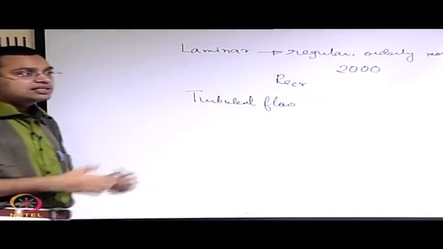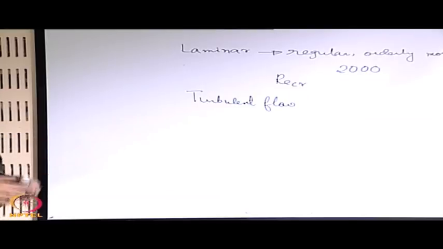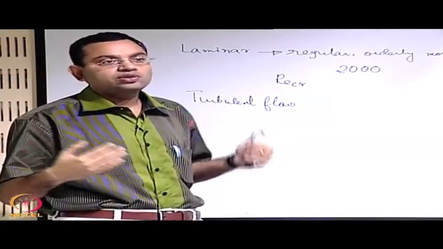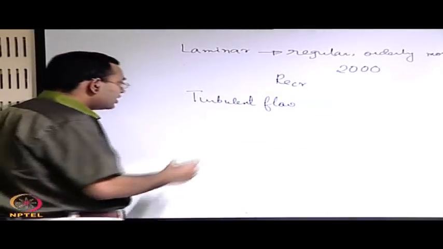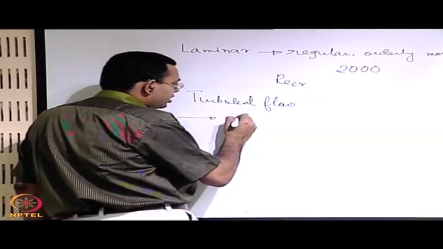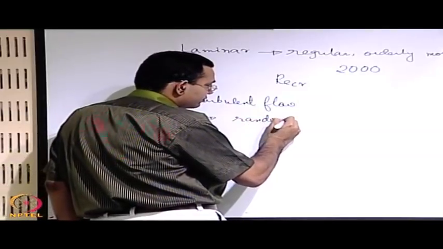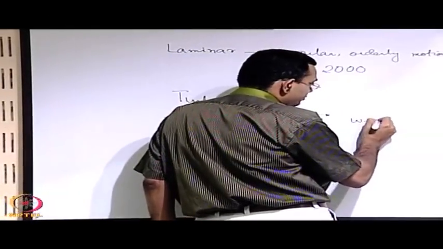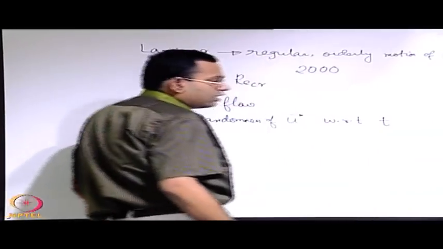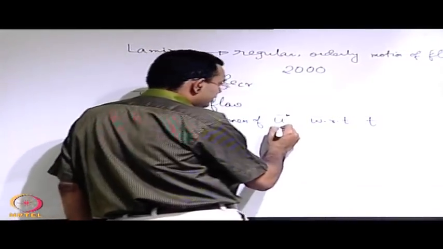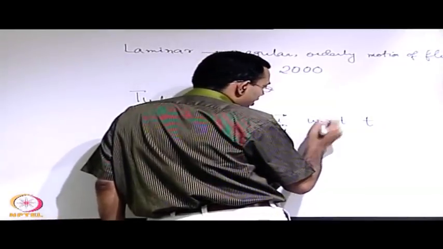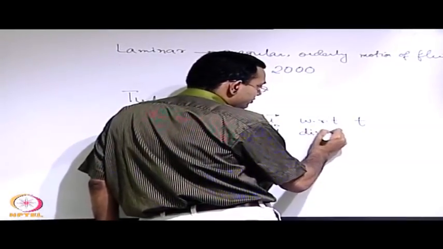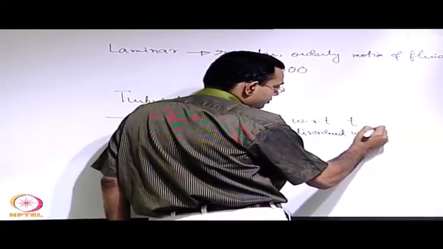One of the characteristics we could identify by visualizing this apparently simple but very thought provoking and interesting experiment is the first one: there is a randomness of the velocity. Let us say u is the velocity with respect to time, and not only that, this velocity is also disordered with respect to space. Say if we call this position vector x, it is also disordered with respect to space.